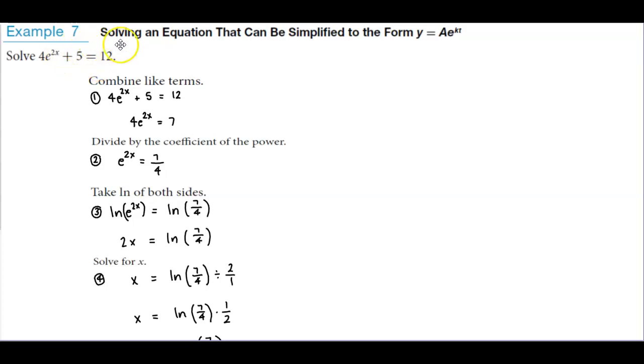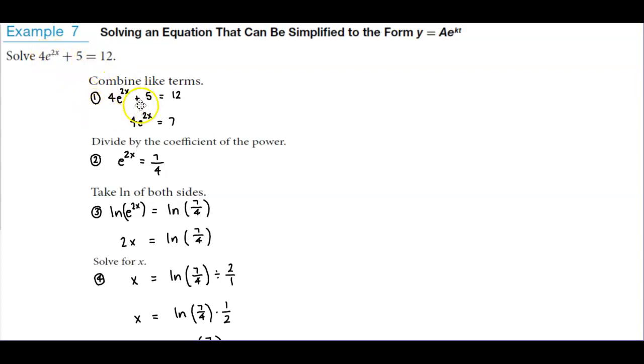In example 7, we want to solve an equation that can be simplified to the form y equals a times e to the kt. So here is our equation. We have 4 times the base of e to the power of 2x plus 5, which is equal to 12. So the first step is, our goal is to isolate the term that has a variable in its exponent. So just like you would when you solve equations, you want to isolate that base.